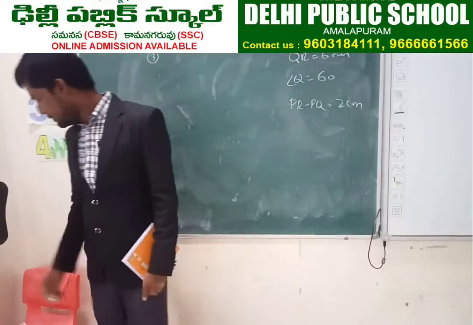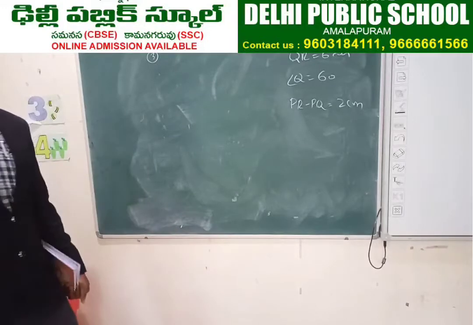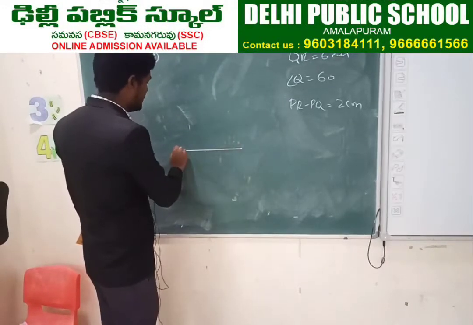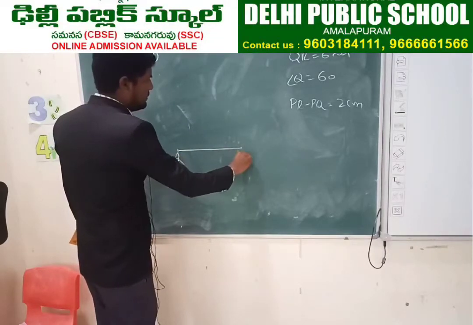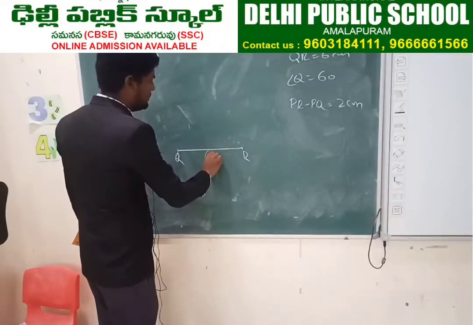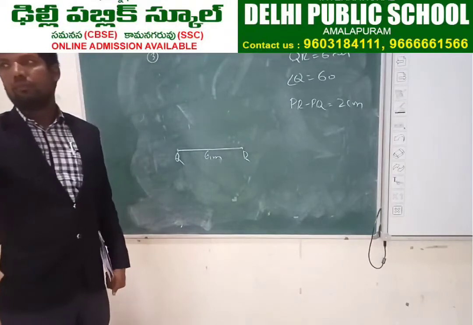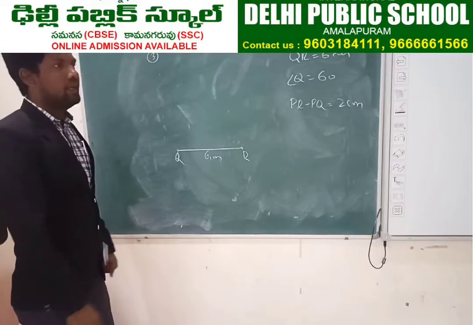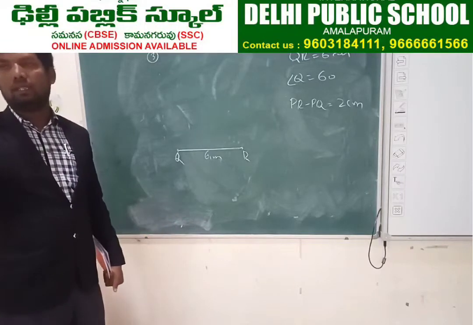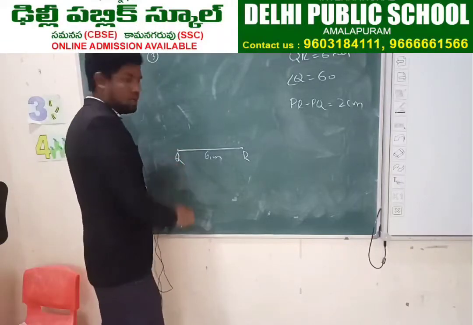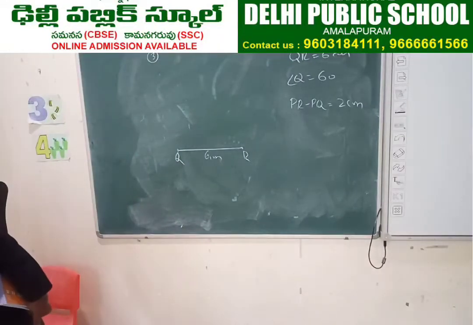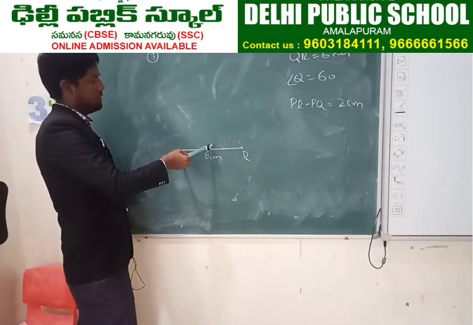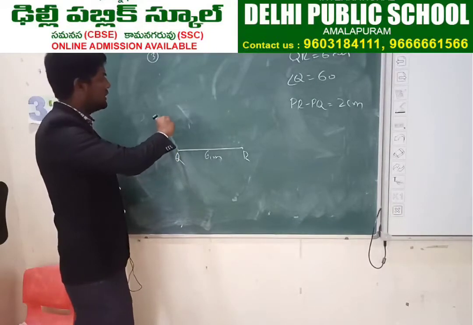Okay. So for that, first thing what we have to do? QR we have 6 centimeters. Take QR as 6 centimeters. And then 60 degrees. Then construct 60 degrees. How are you going to construct the 60 degrees here? First take more than half. No need of 90 degrees here. Only 60 degrees, right?